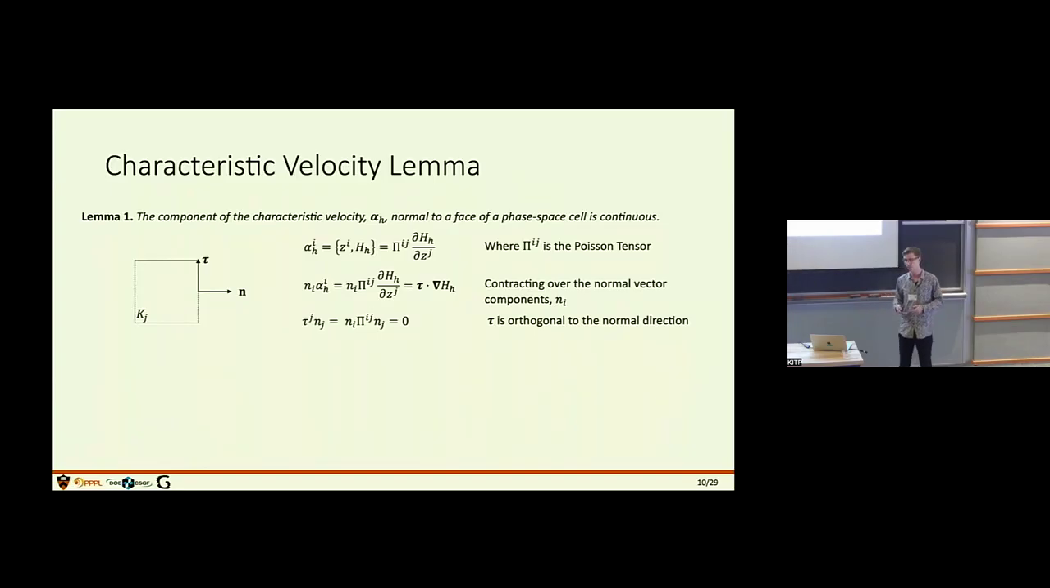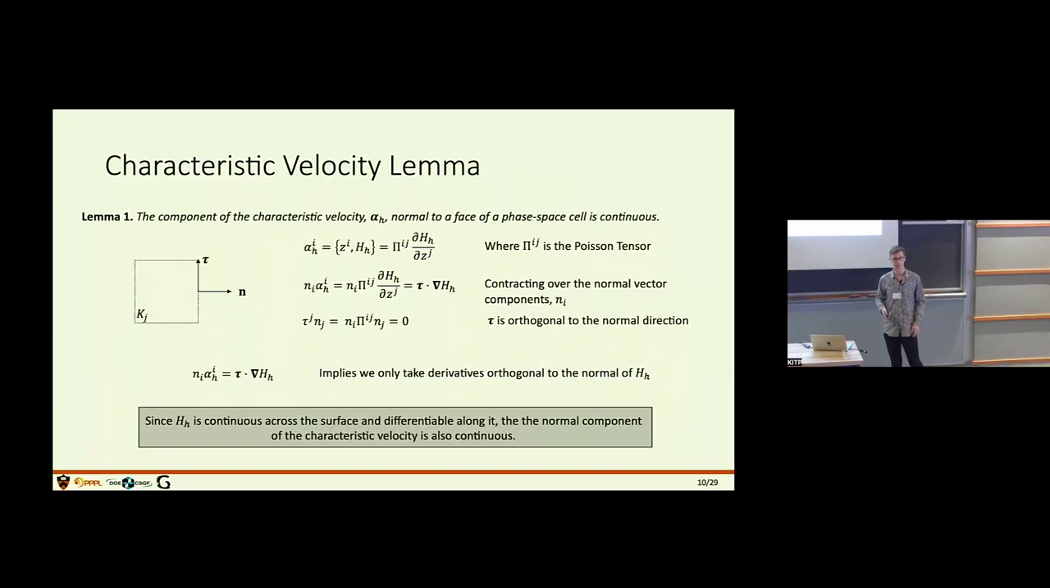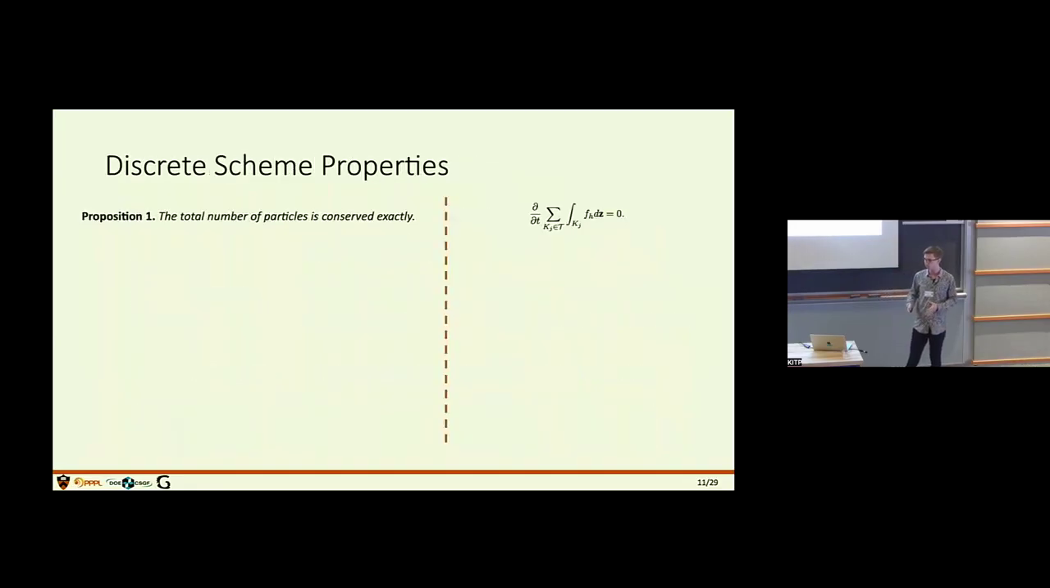And essentially it states if you want to calculate a characteristic that's normal to a surface, any of the gradients that you need to take are going to be tangent to the surface, in which case, since your Hamiltonian is continuous, your characteristics normal to the surface are also continuous. This is overall a proof of phase-space incompressibility in a different form, but it allows us to then write discrete properties of our scheme.